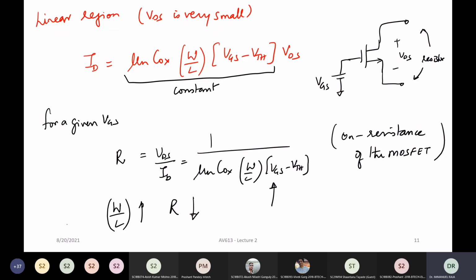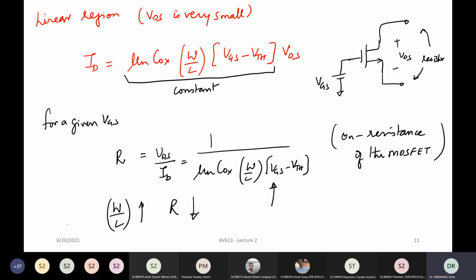Which is why we prefer CMOS technology for digital logic. In fact, probably most of the digital ICs that are being produced in the world right now are all CMOS based ICs, purely because the MOSFET is a much better switch than a BJT.